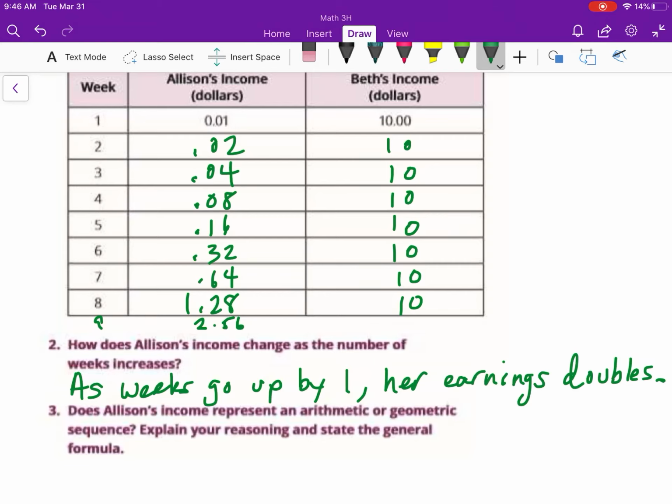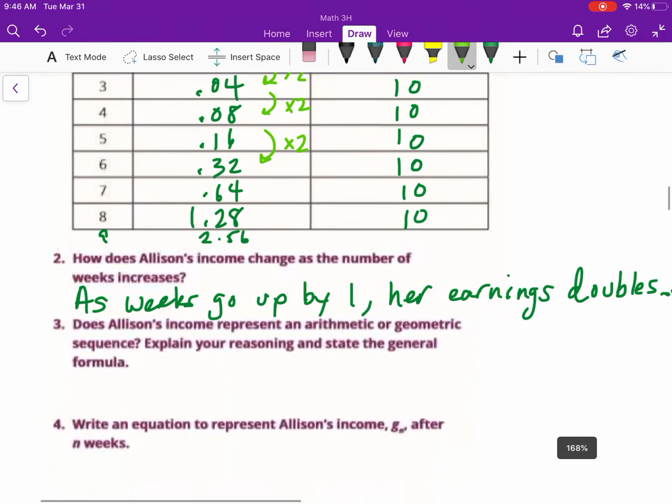Okay, that should be pretty obvious because what you're doing in this table is you're multiplying everything by 2 to get the next number. Obviously, that is not linear. That's going to be multiplied by 2. That's a common ratio. That's exponential. So one of their actual savings growths is linear and the other one is exponential.